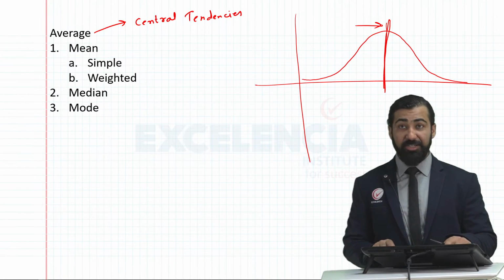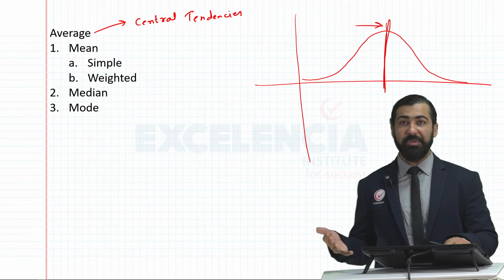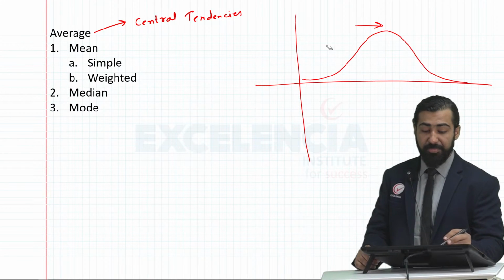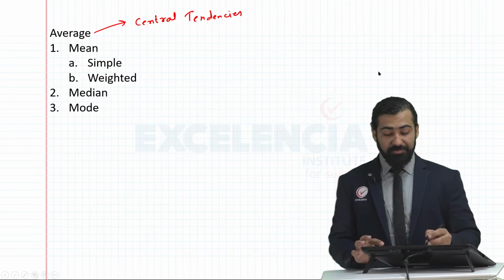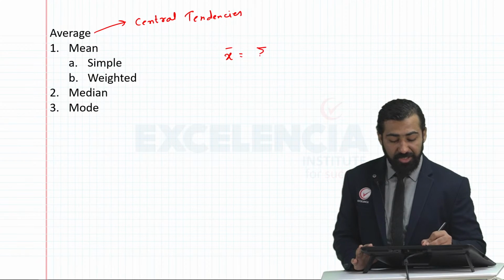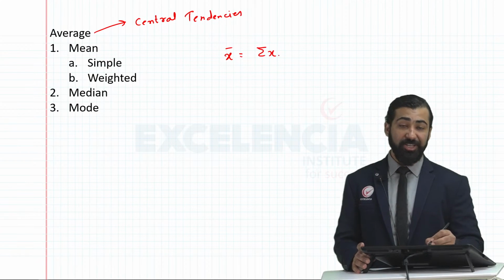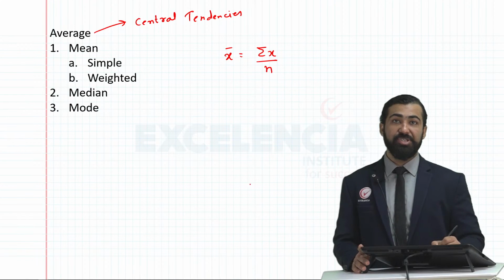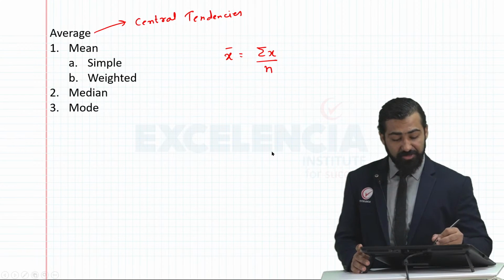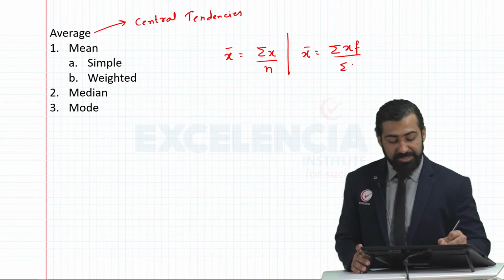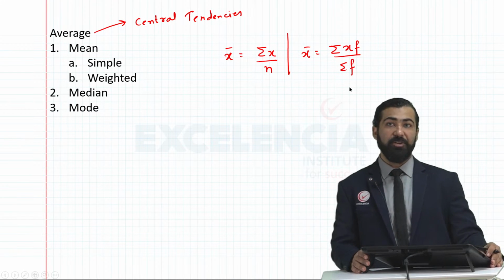That center is called either mean, median, or mode. It is found using mean, median, and mode. When we look at mean, it is the total of all observations, sum of x, divided by the number of observations. Suppose I'm looking at frequency based data, then my mean will be summation of x into f divided by summation of f, or total number of observations.